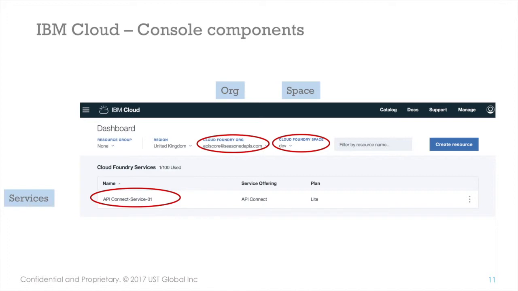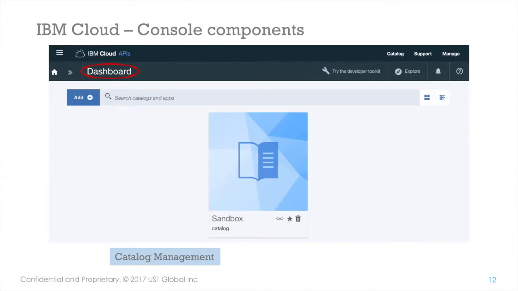Then we're able to see the console where, in the different organizations and spaces, as we have seen in other videos, we can create a service that is the IBM API Connect service. With this service, we're able to manage the different APIs. And then when we use the IBM API Connect, we're able to see the dashboard where we have the different catalogs and where we manage those catalogs.